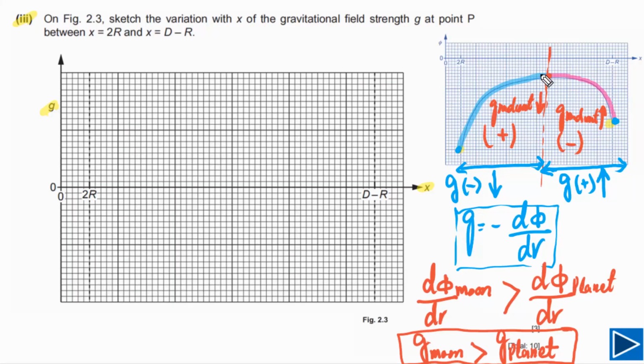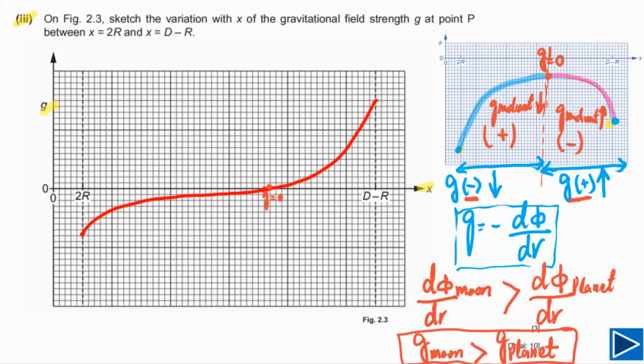So the first point we can see at this point g is equal to 0. So from here we can mark g is equal to 0. So g at this point has to be 0. And g at the surface of planet has to be negative. And g at the surface of the moon has to be positive. And now we can sketch the graph. So let me show you how you can sketch the graph. This is how you can sketch the graph.